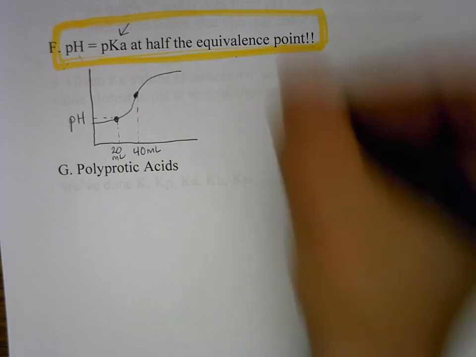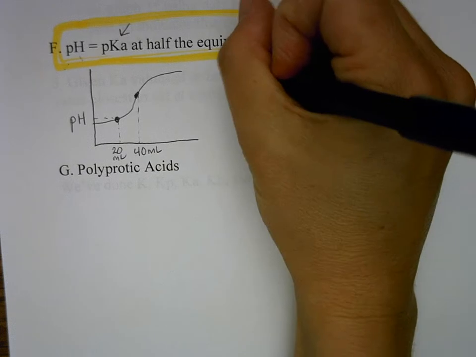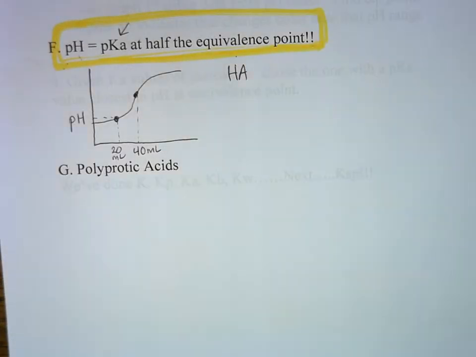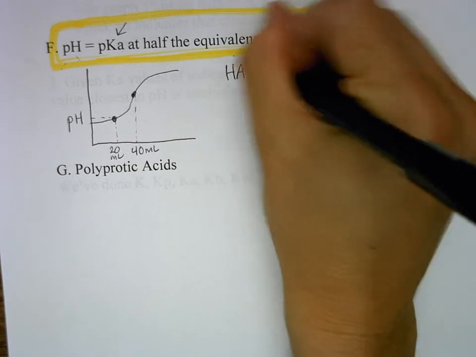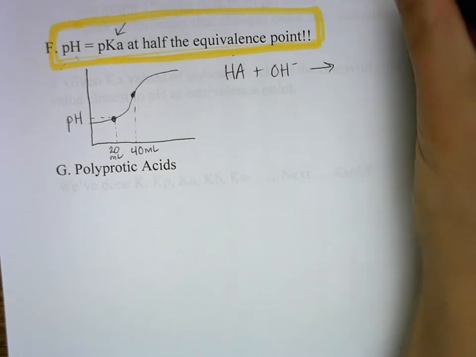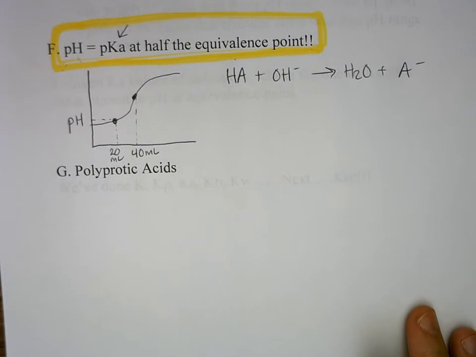Now, how do I know that? I am just going to prove to you, and I know that's what you want me to do, that pH equals pKa at half the equivalence point. If I set up my equation, HA represents the weak acid, which gives a hydrogen ion and some anion. Then if I add hydroxide ions to it, I get water and whatever the anion is.